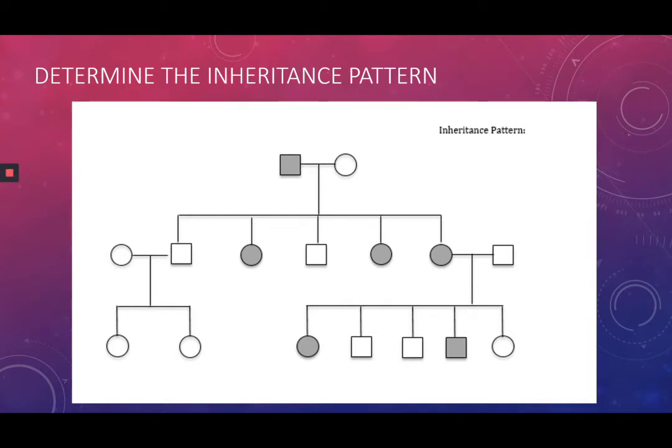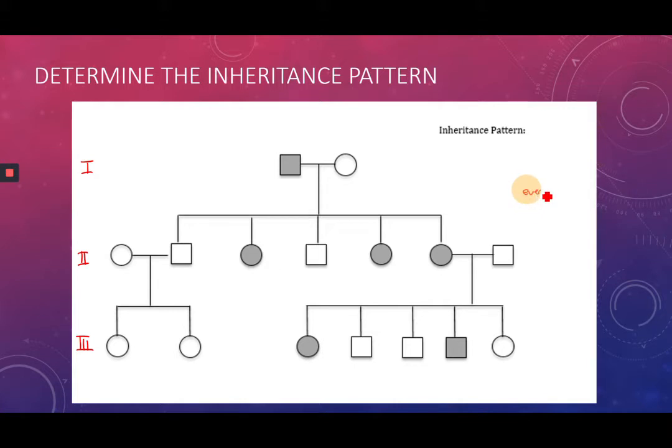Okay, so next pattern. This one here, again, we start off with 3 generations. So generation 1, 2, and 3. We look at all the individuals that are affected, and in this case here, in every generation, you see at least one person that's being affected.